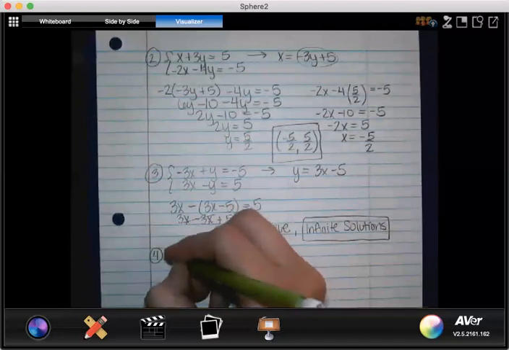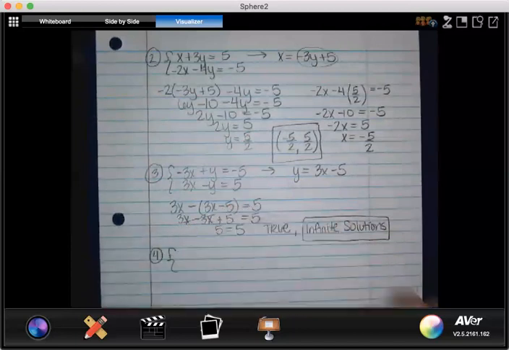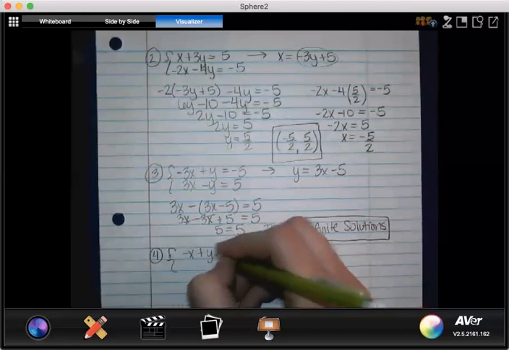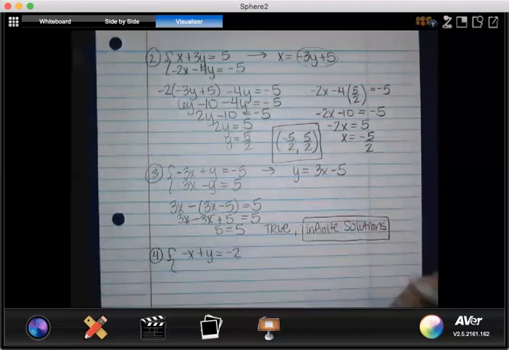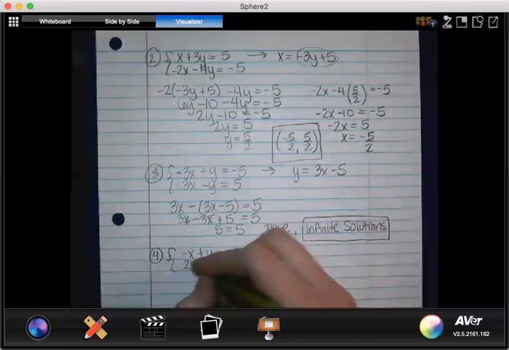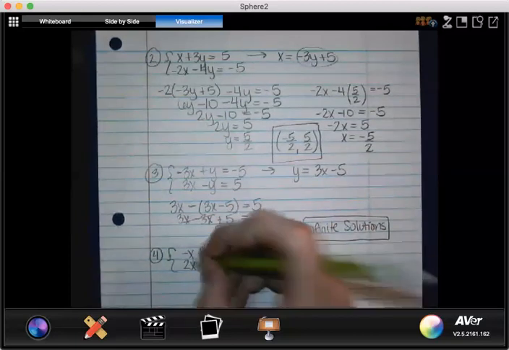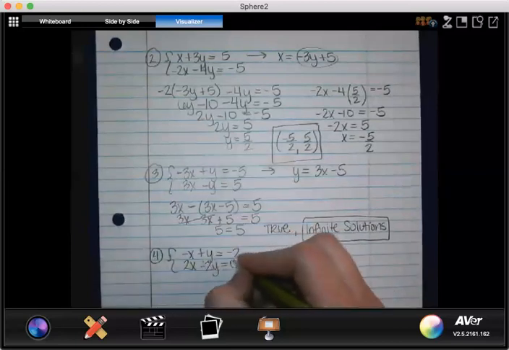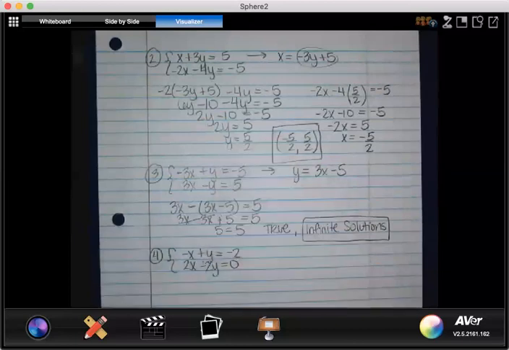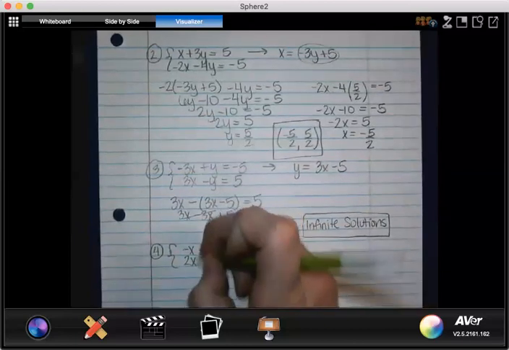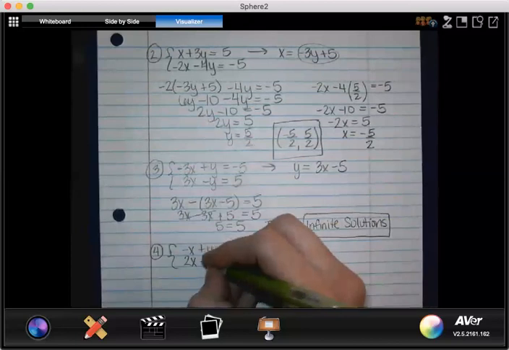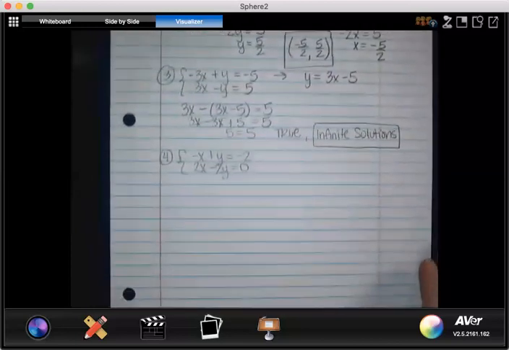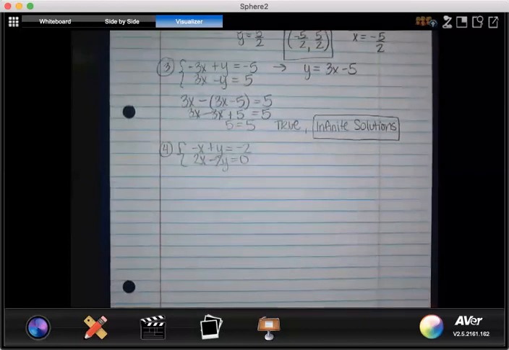Okay, I'm going to write down number 4, and I want you to try that one. Negative x plus y equals -2, 2x minus 2y equals 0. So again, that is negative x plus y equals -2, and 2x minus 2y equals 0. Good luck and try that one out.